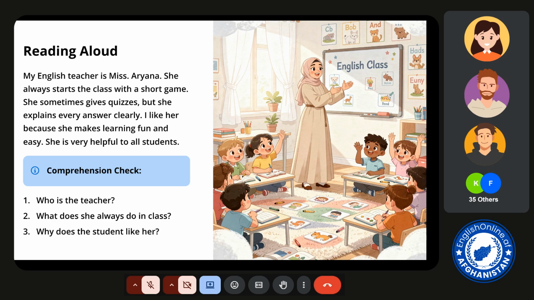Next question, what does she always do in the class? Who can answer? Okay, Mr. Muzaffar Shah, please answer the second question. She always... Okay, let me ask Mr. Shaukatullah to answer the second question.